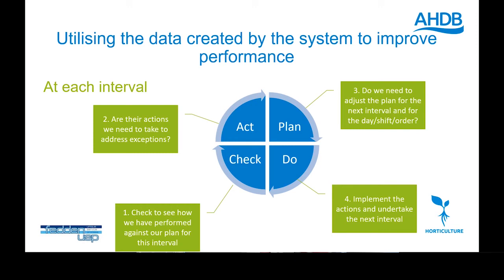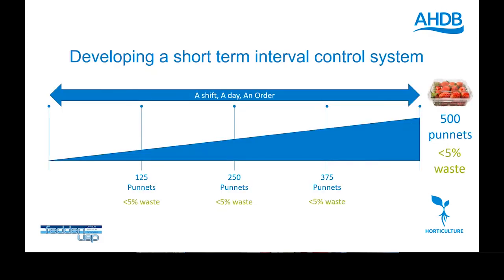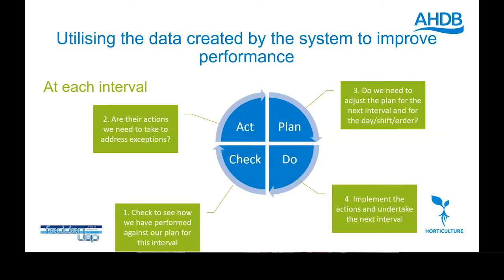So just to be clear, at these intervals, this is what you should be doing. If this is formally where you talk to the people, talk to the supervisors, or just review it. So the check is checking how you performed at that interval against the plan for that interval. So against my plan of 125 punnets, 5% waste, my first step is to check how I've done. We're then talking about, are there actions that need to be taken to address the exceptions?